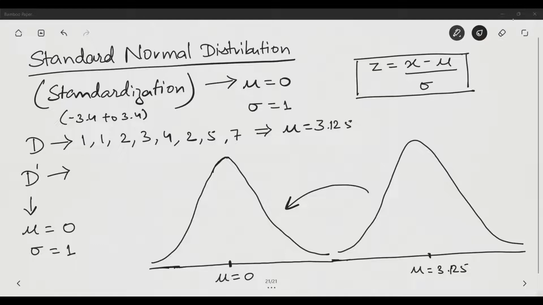Yeah, minus 3.4 to plus 3.4 always. Okay, in some books you may see minus 4 to 4, but the standard value is minus 3.4 to plus 3.4. The main concept of standardization and normalization is to bring my data onto the same scale. So if it is minus 4 to plus 4, it is on the same scale, and if it is minus 3.4 to plus 3.4, it is also on the same scale.